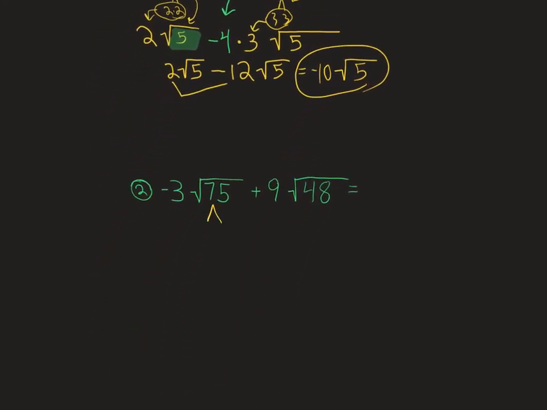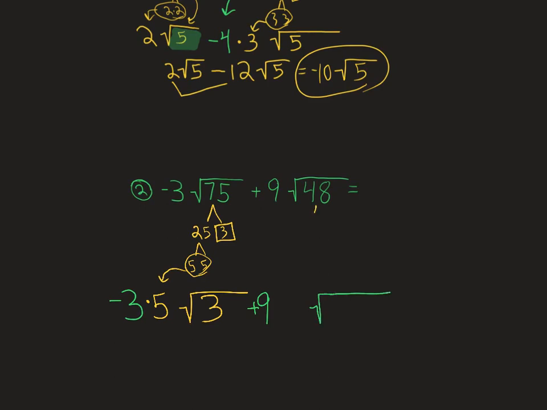Second one, same idea. That's going to be a 25 times 3. There's my perfect square. It's a pair of 5s. So there's the negative 3 I'll leave out front. There's the 5 I'll pull out. And what's left is that 3. So again, that's what I need to see on the next problem. There's my plus 9.